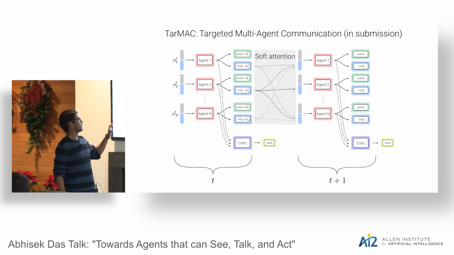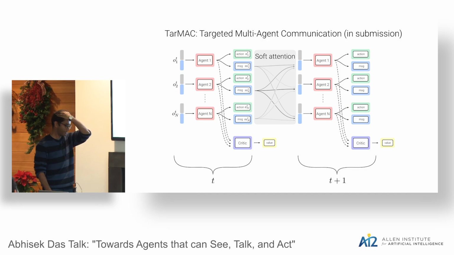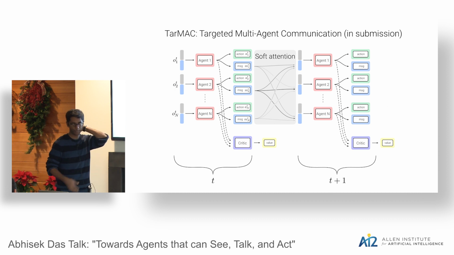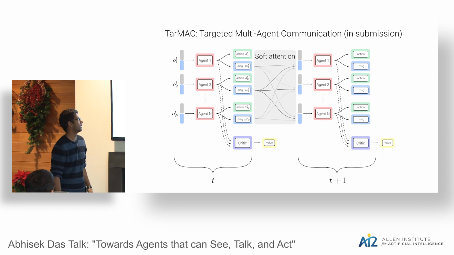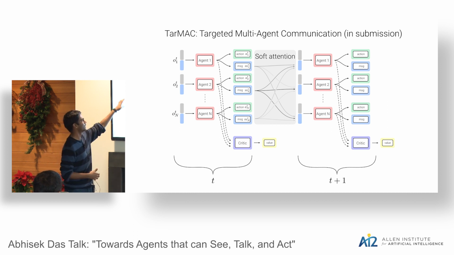Before I end, I wanted to give a quick overview of some of our more recent work, where the goal is to extend some of these embodied agents to a multi-agent setting, where these multiple agents are now able to perceive, talk to each other, and execute actions in environments. So this is basically what our architecture looks like. There are n agents. Each agent is looking at some observation and predicting an action and a message.